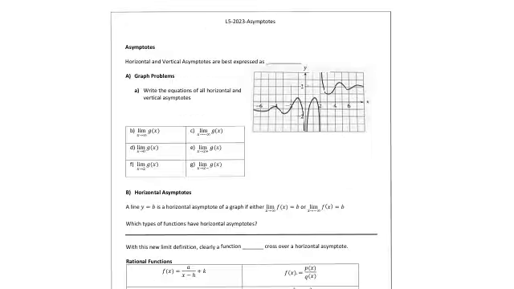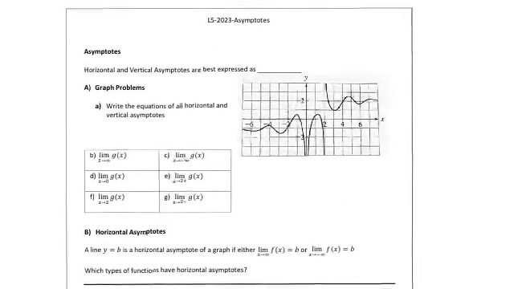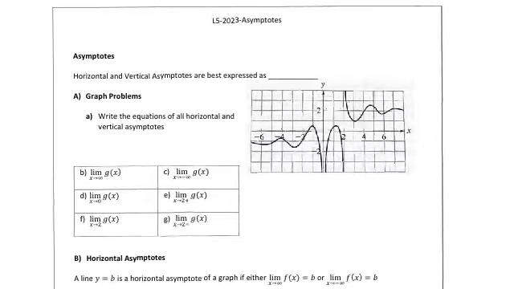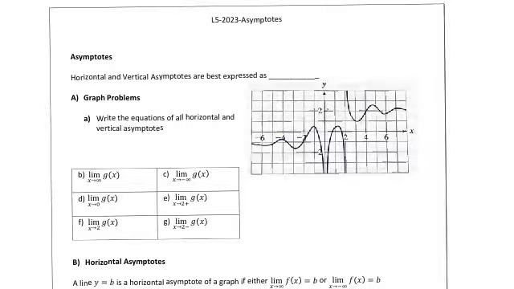Hi everyone, this is our fifth lesson about limits, and today we're going to talk about asymptotes. In Algebra 2 and Pre-Calc, you have learned about horizontal and vertical asymptotes. But today we're going to talk about how asymptotes are best expressed as limits. That's the most precise definition of an asymptote.